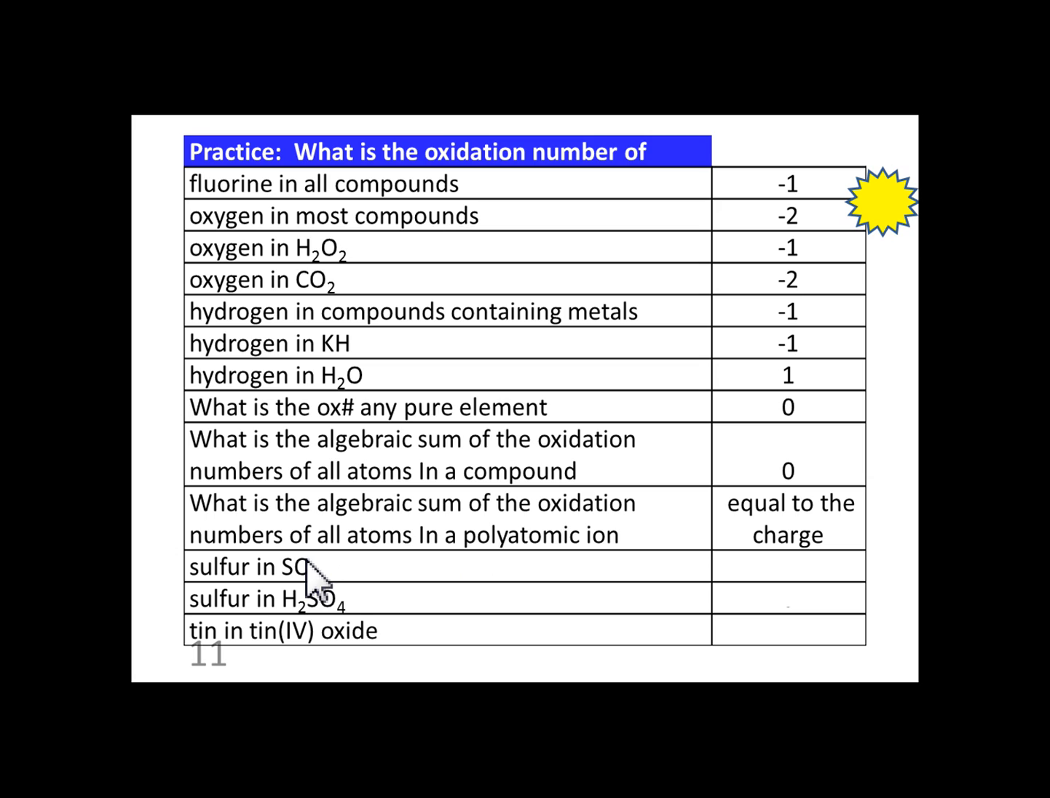What's the oxidation number of sulfur in SO2? It's +4. Of sulfur in H2SO4 is +6. And of tin in tin(IV) oxide is +4. So practice these, use these as a flashcard. Expect to have a quiz like this in class.